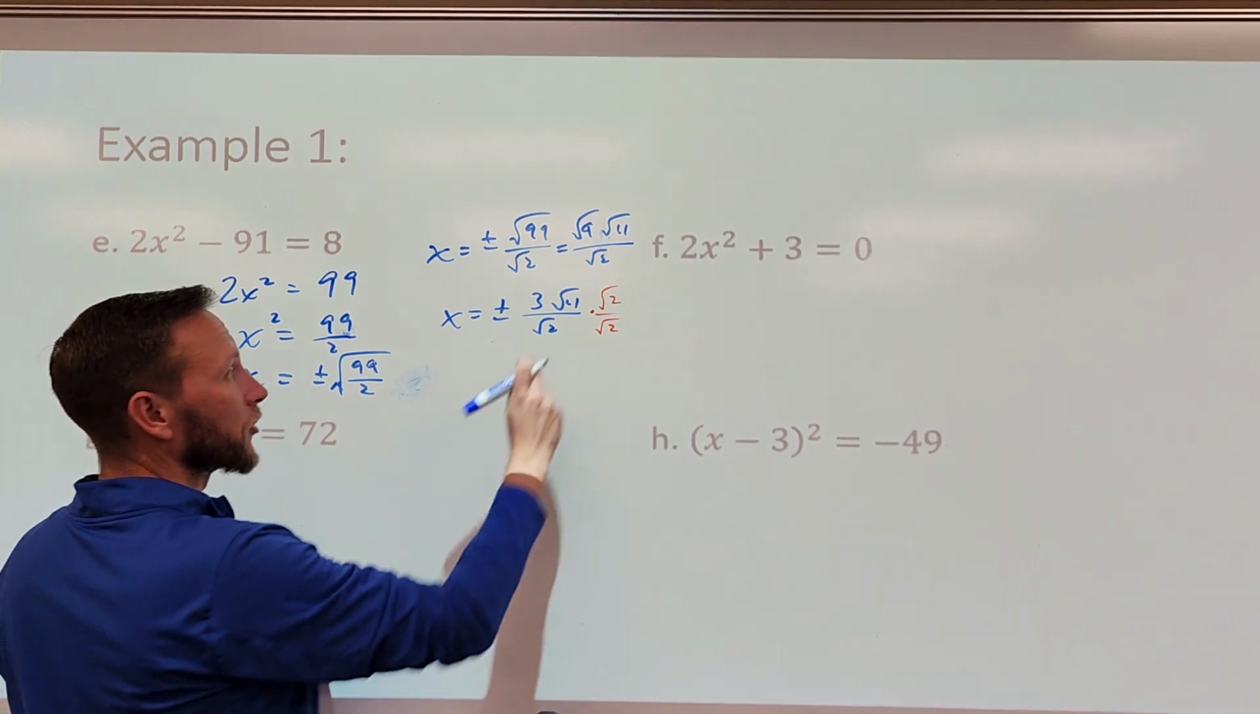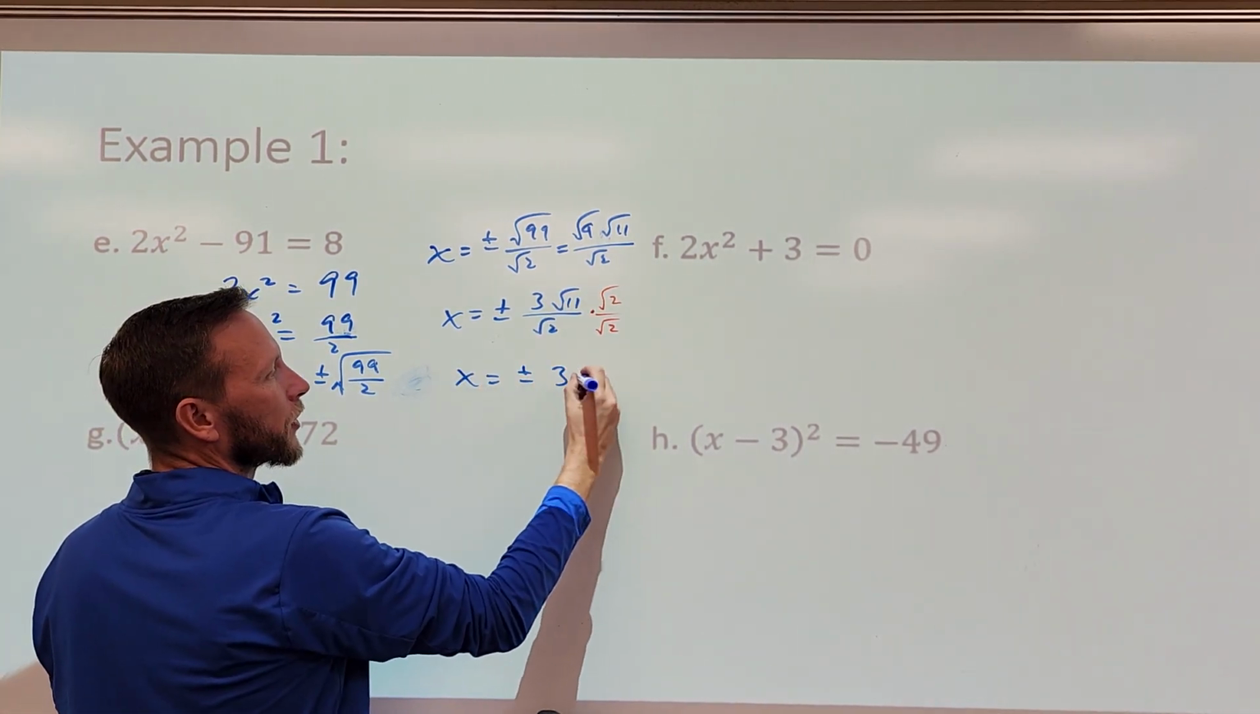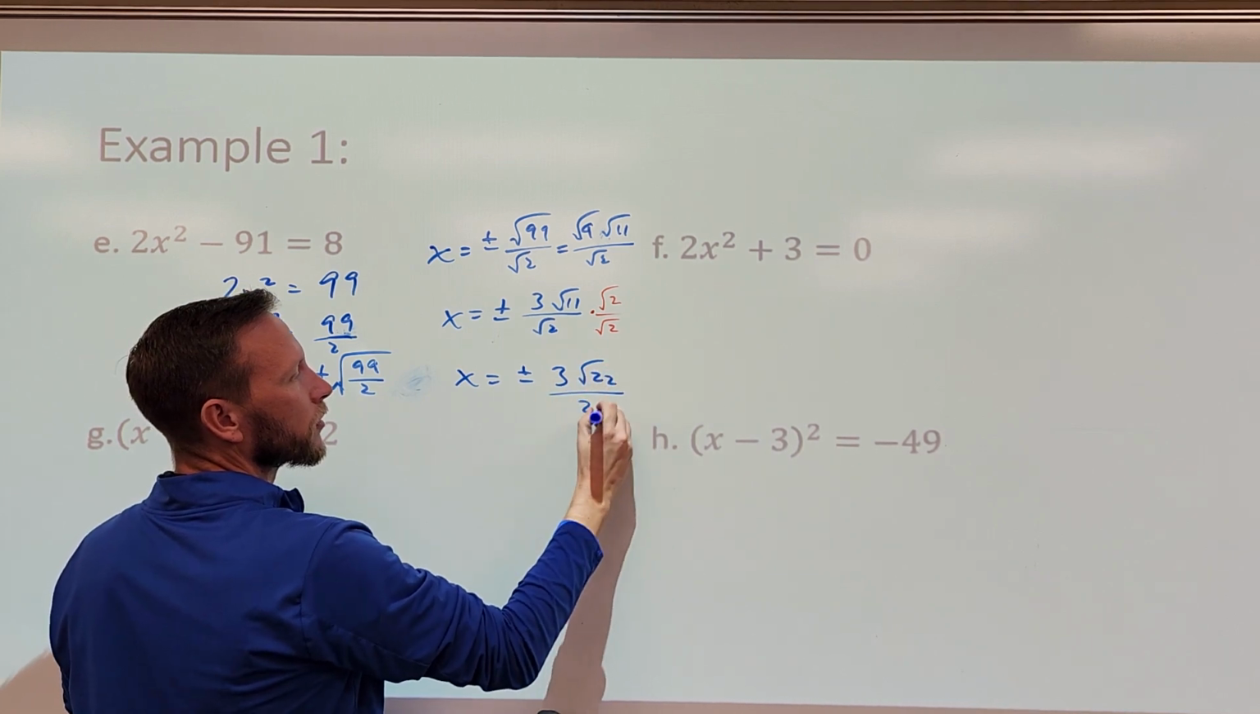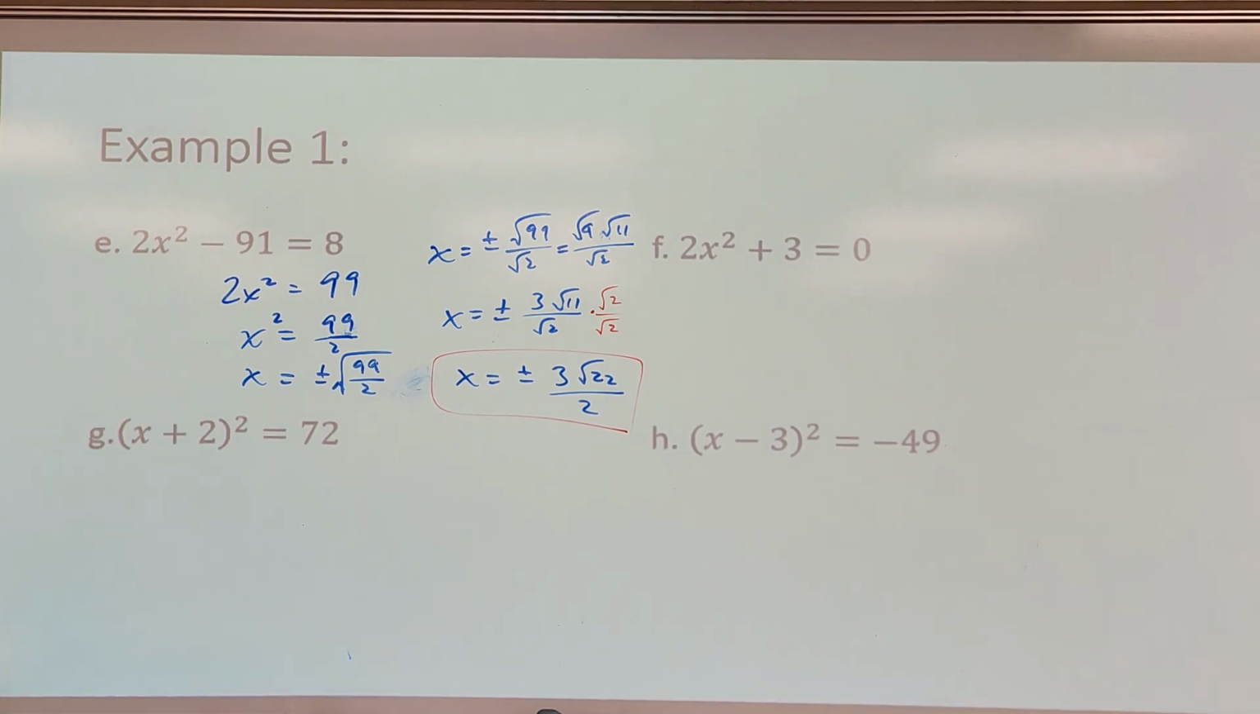Actually, I won't let you finish it. I'll just do it for you because I'm a nice guy. So x is going to equal 3 times the square root of 22 over 2. All right, and the plus or minus, the opposite and the positive value.